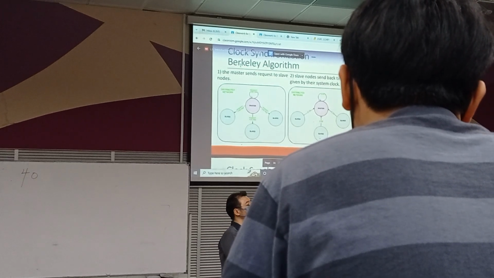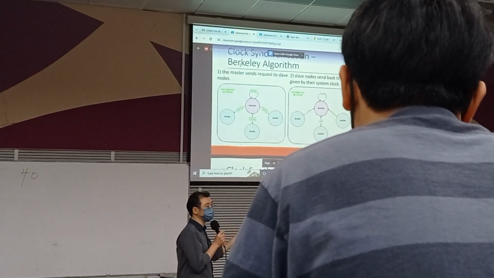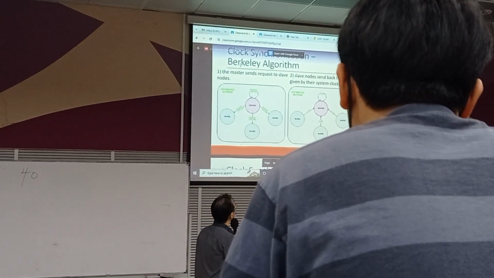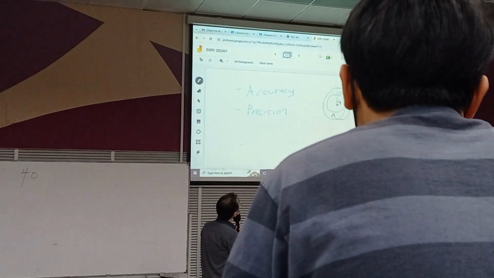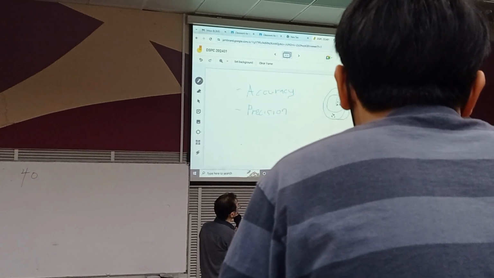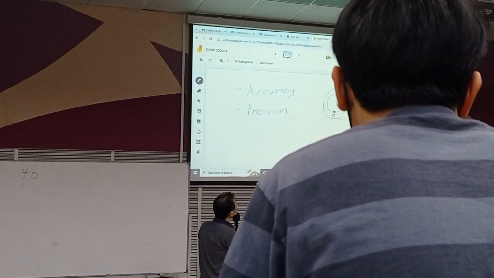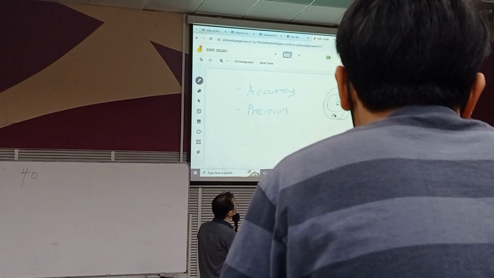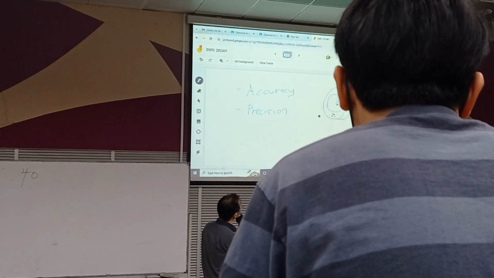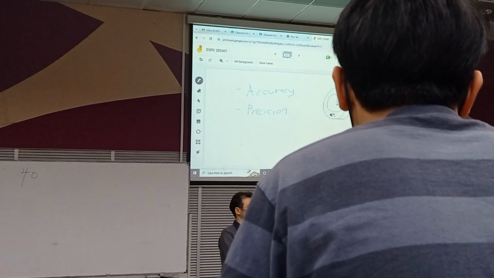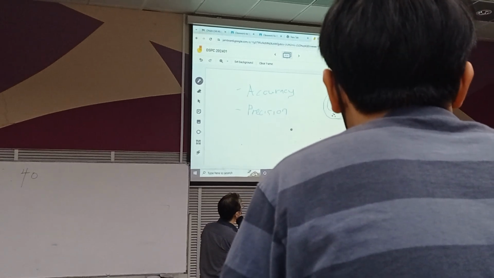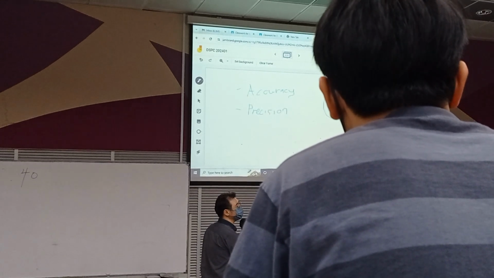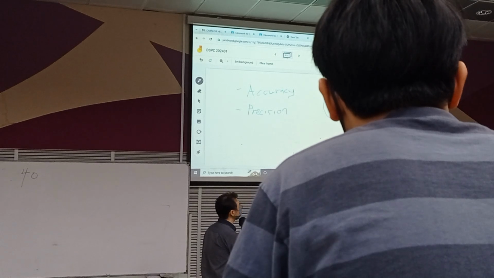Okay, but your accuracy might be out. Maybe the time is off. For example, in this picture the time is out compared to the accurate one here. But then everybody has the same time. That means they are precise, not accurate. If they are here, then you're accurate and you're precise, at the center here.